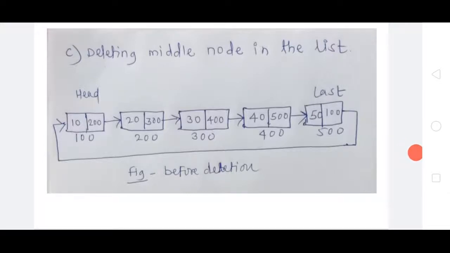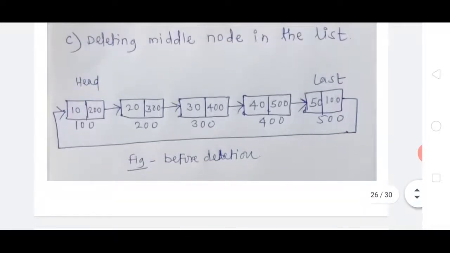The figure is before deletion, which contains 5 nodes. The pointer head points to the first node and the pointer last points to the last node, and the last node is connected to the first node.